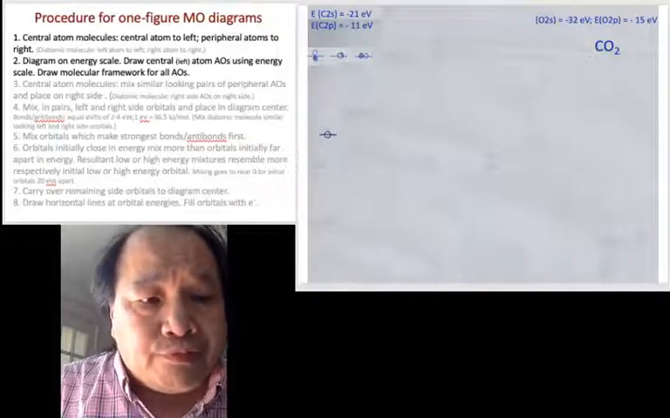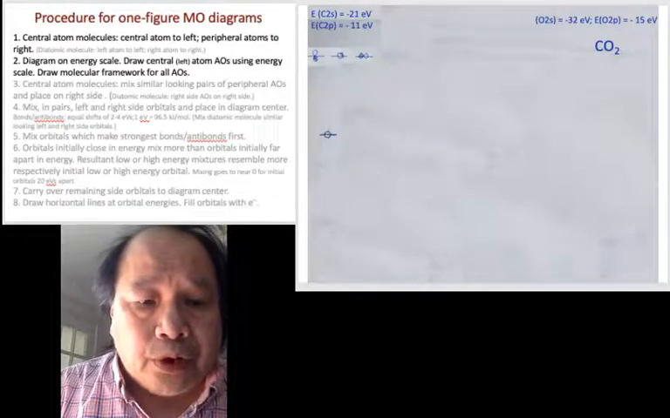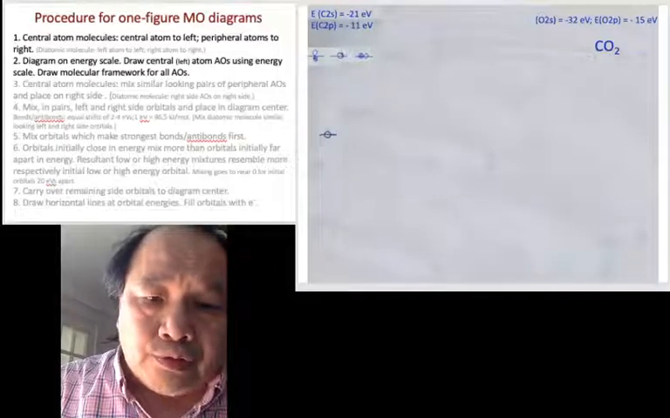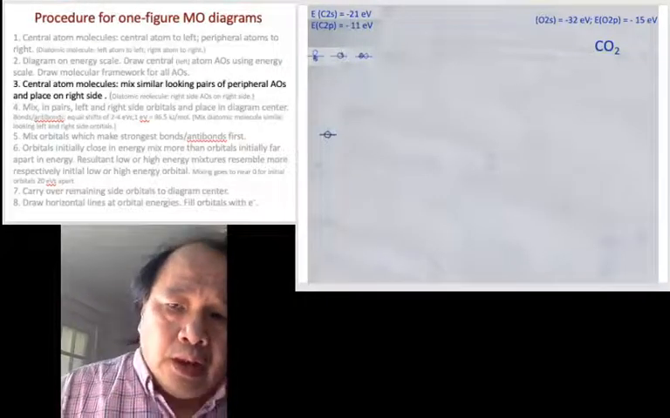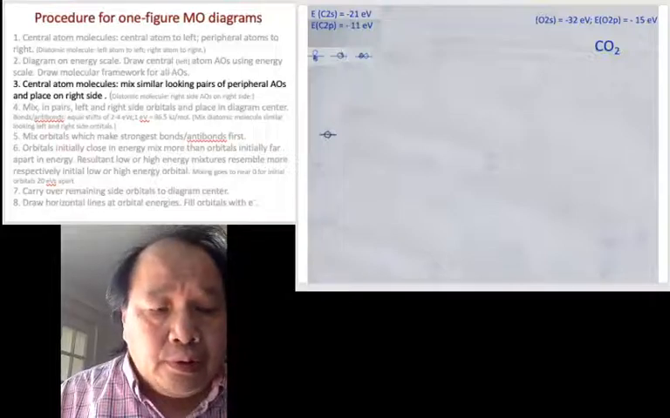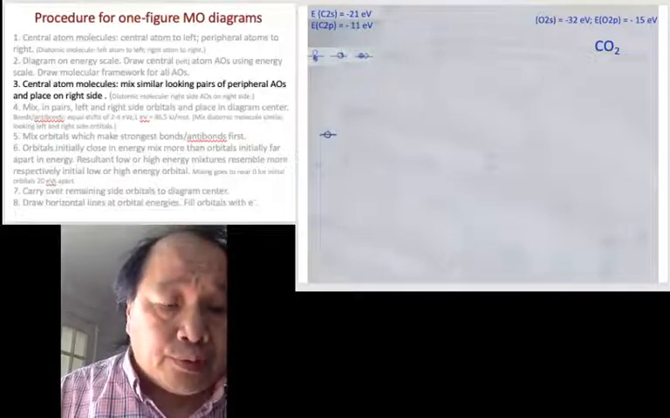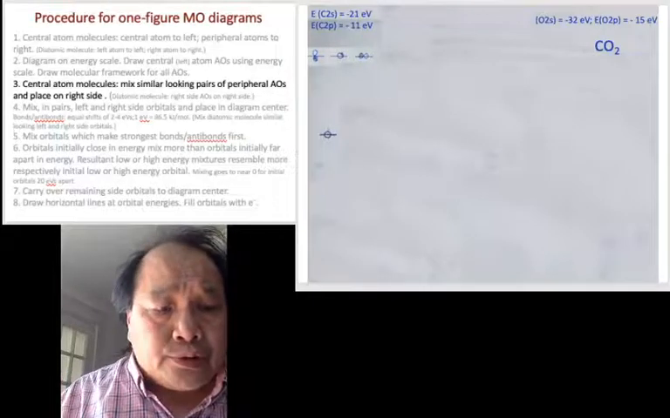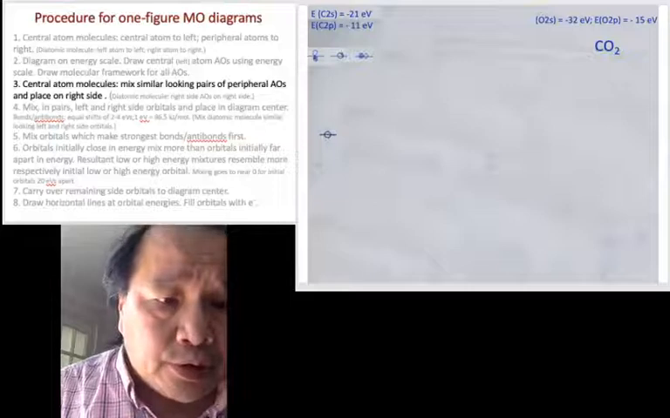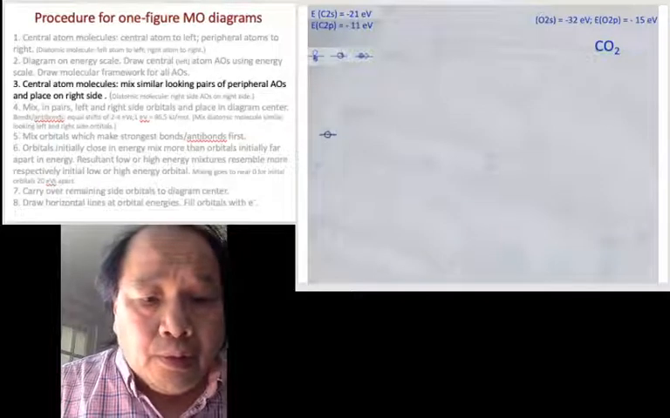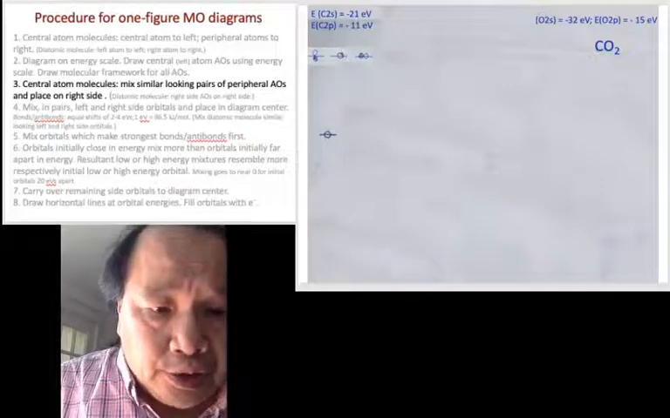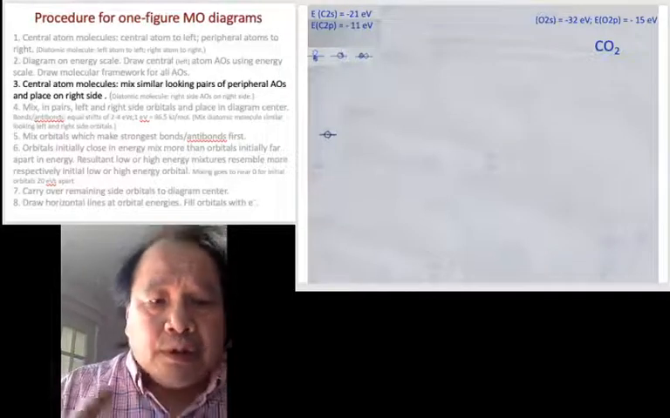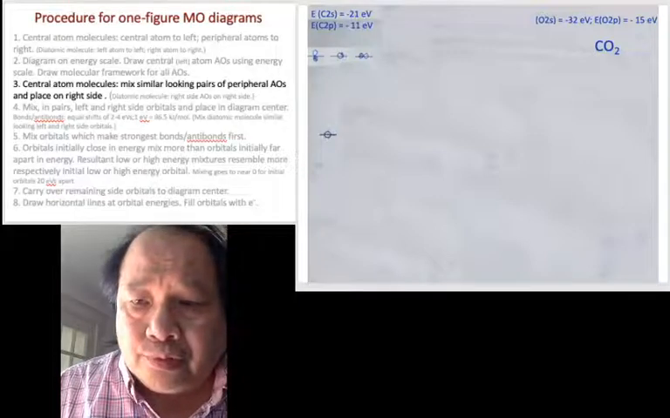We now come to the very important concept of molecule geometry equivalent orbitals. In the central atom molecule, the molecule geometry equivalent orbitals are on the peripheral atoms, because the two O's in CO2 are similar to each other, and they're going to contribute molecule geometry equivalent orbitals. In the text that I wrote in the slide, I call them similar looking pairs. That means molecule geometry equivalent orbitals.